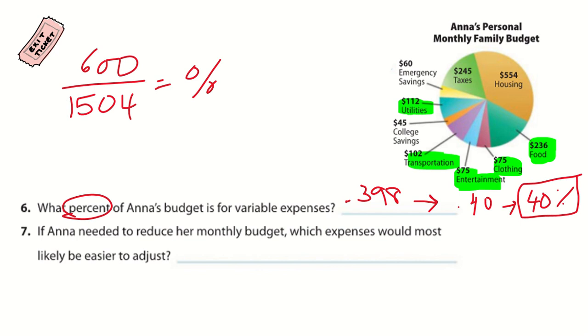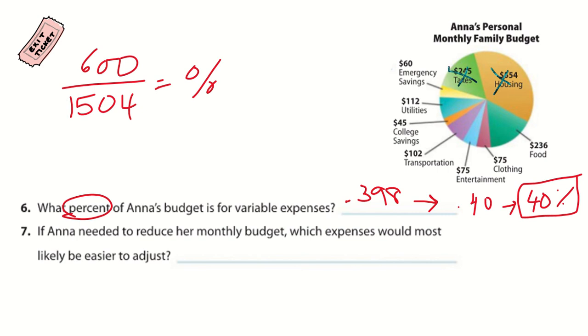Number 7, if Anna needed to reduce her monthly budget, which expenses would most likely be easier to adjust? Okay, so she wants to decrease her spending. Which category of spending would be the easiest one to tweak a little bit so that the whole thing reduces? Remember, it's easier to tweak or reduce the ones that change, right? Some things are fixed. Housing is fixed. That cannot change even if she wants to, unless she moved.